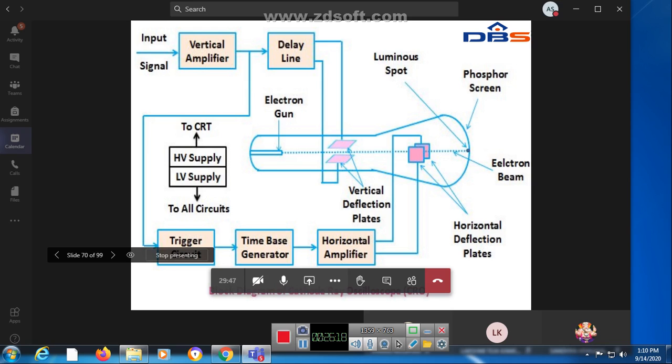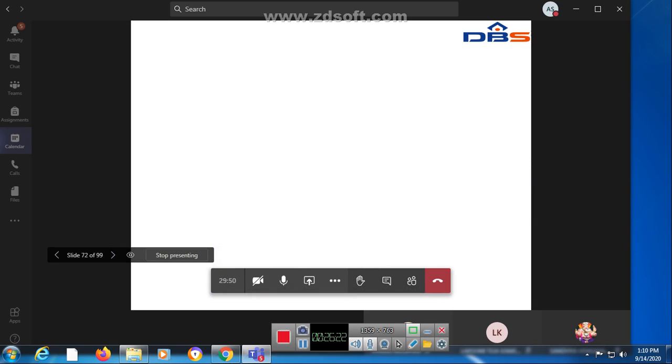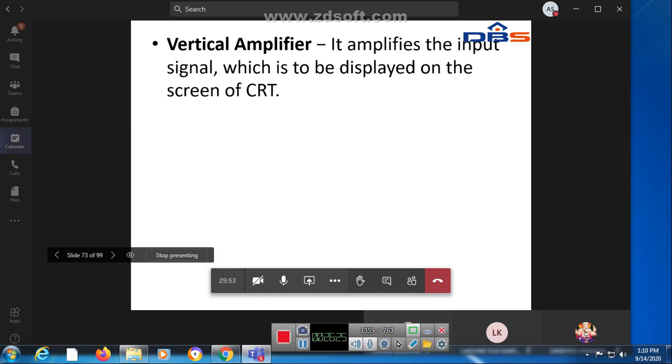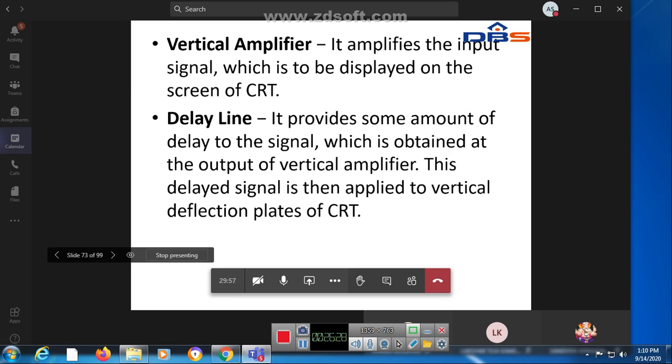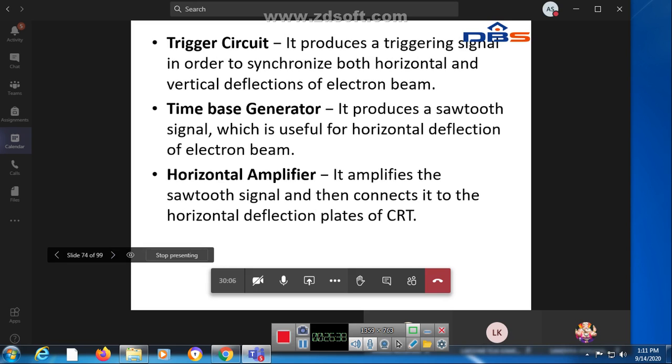Here you have to read. Delay line provides some amount of delay to the signal obtained at the output of the vertical amplifier. This delayed signal is applied to the vertical deflection plates of the CRT. Trigger circuit produces a triggering signal in order to synchronize both horizontal and vertical deflections of the electron beam. That is, to energize the electron beam it produces some signals. Time base generator produces a sawtooth signal which is useful for horizontal deflection of the electron beam. Coming to the diagram.